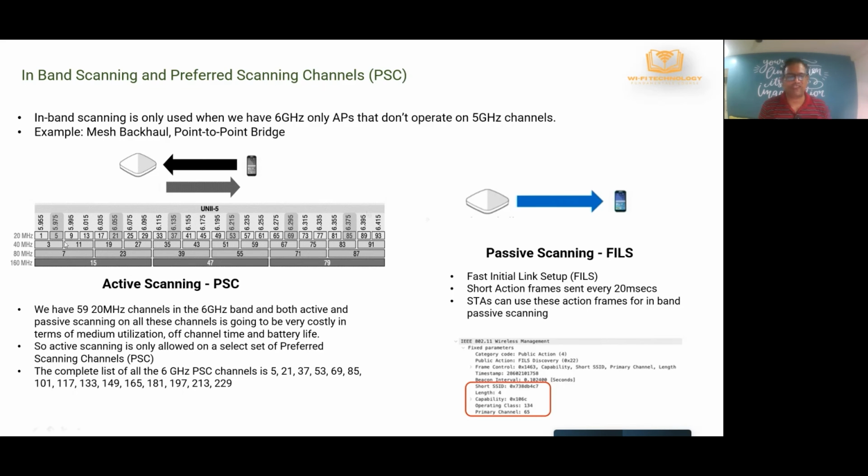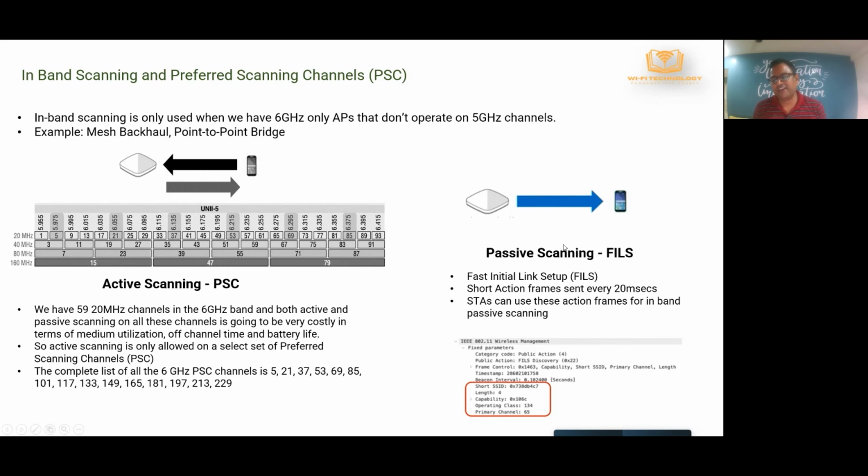It is designed in such a way that you'll be able to gather information about the APs by scanning on these preferred channels. Most of the APs, of course, will be in 20 MHz, 40 MHz, 80 MHz mode. So by using these preferred channels, you should be able to get information about those APs instead of scanning on each one of these 20 MHz channels, right? So active scanning is only allowed on a select set of preferred scanning channels, and this reduces your active scanning.